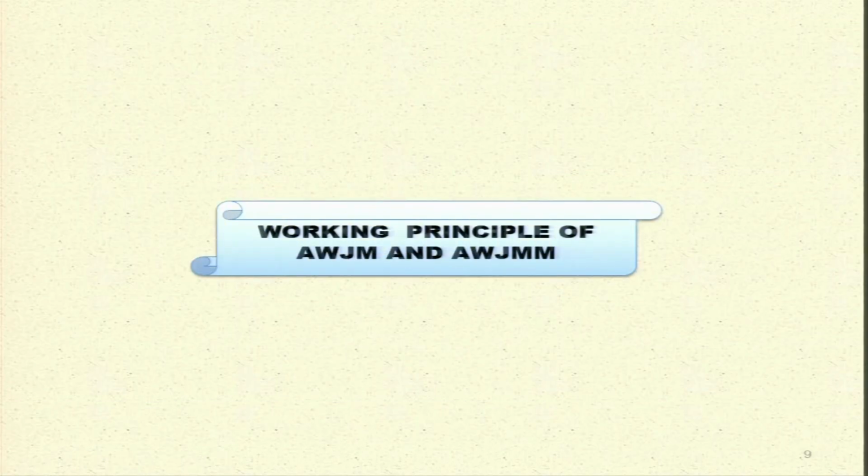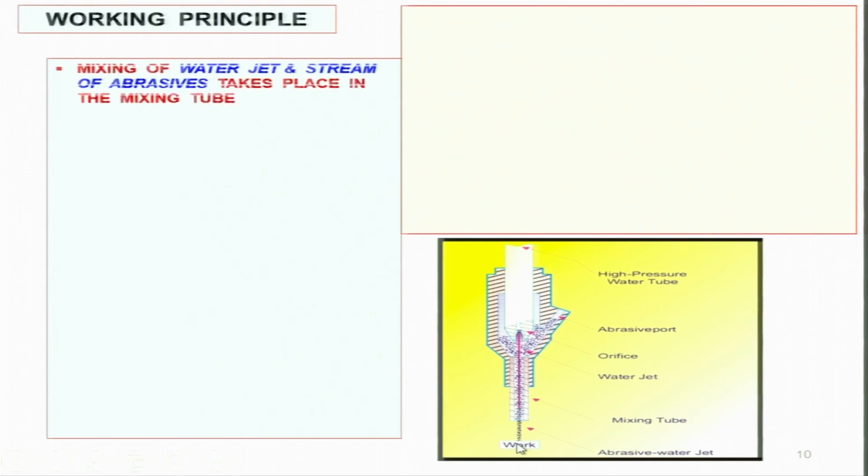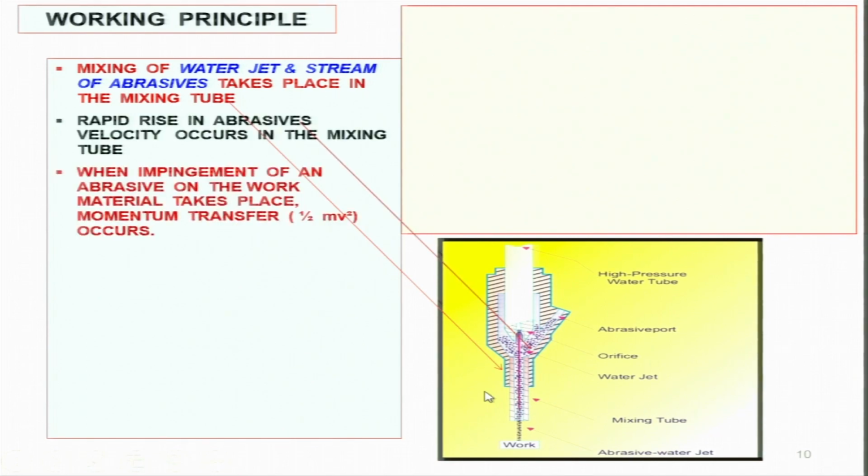Working principle of abrasive water jet machining and abrasive water jet micro machining. This I have shown you in earlier figures also. Here you can see the orifice is there, abrasives are coming over here, the water jet is coming over here, and this is the mixing tube, and this is the abrasive water jet, and this is the workpiece. So mixing of the water jet and the stream of abrasive takes place in the mixing tube over here, and these are the abrasives.